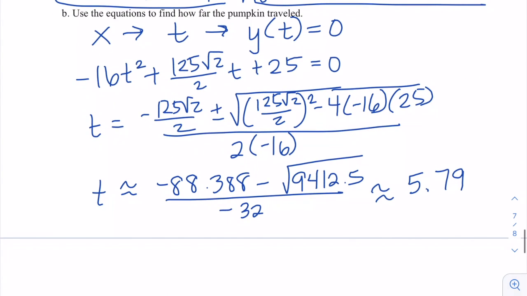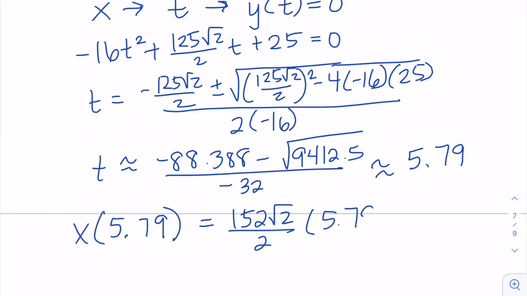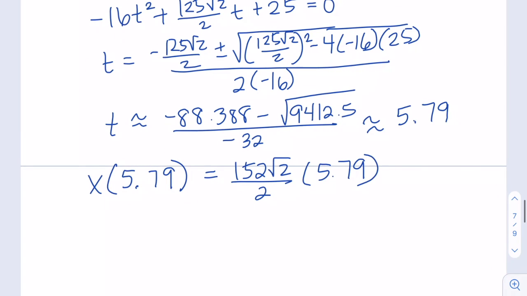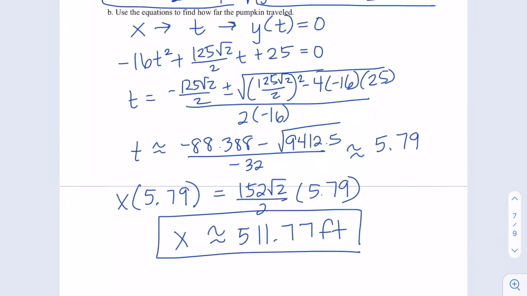So we can plug t now into x. What is that horizontal distance when time equals 5.79? Well, we can just plug that into the second equation, and that'll be approximately 511.77 feet.